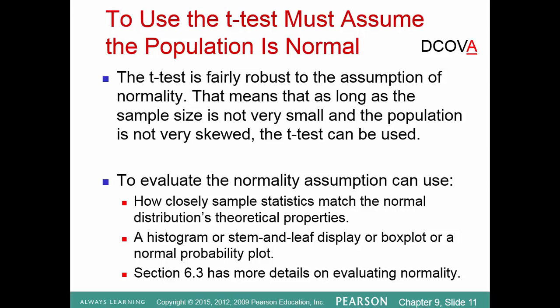But another way to see if this assumption is met is to look at your sample. If your sample looks close to being normally distributed, that means that the population is probably also normally distributed. How do we check the normality of the sample? Well, we can do things like do a normal probability plot, or a histogram, or check to see how closely the sample statistics match the normal distribution's theoretical properties.